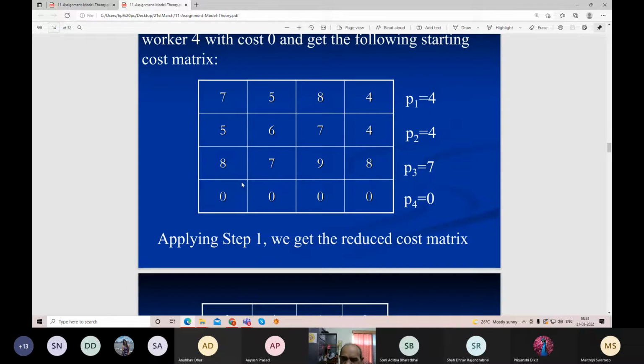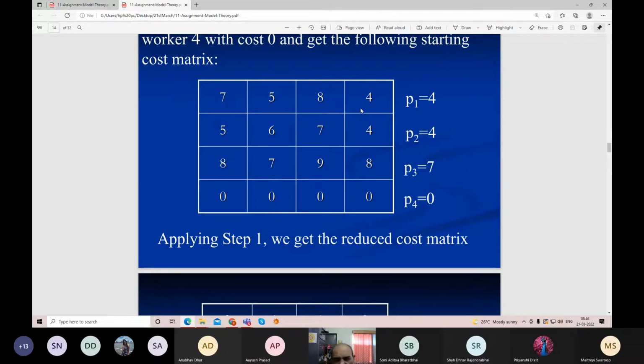If it is becoming 4x4, then we will be able to process. Otherwise, we cannot. So since it is not 4x4, we have added a fictitious worker, and now it is becoming 4x4.